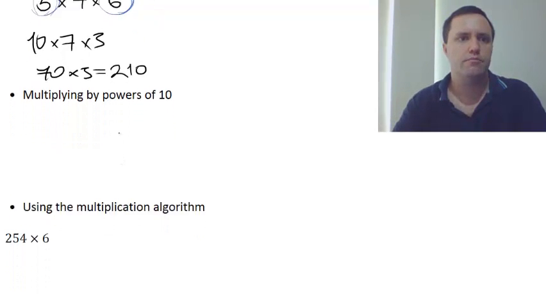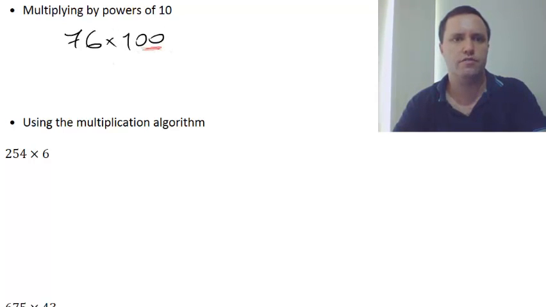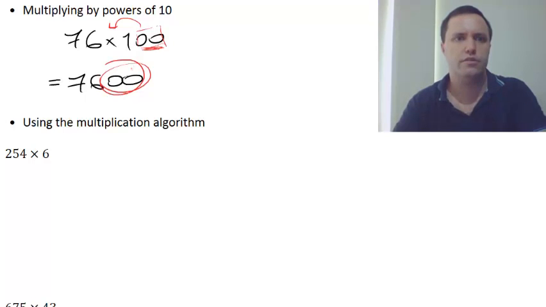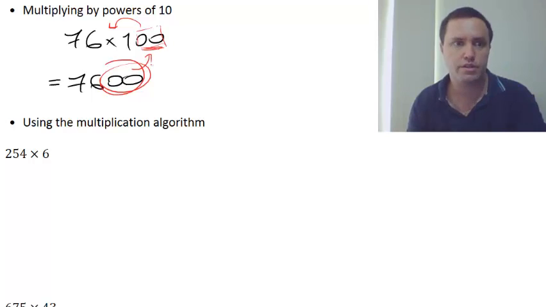Okay, so multiplying by powers of 10 is quite an easy one for you to get a hold of. So maybe 76 times 100. So 100 is a multiple of 10. What we do is we look at how many zeros there are here. This is the quick and easy way to do it. And we just chuck those on the end. So if there's no decimals to worry about, it's a very easy thing to do. So just chuck those zeros on the end. 76 times 100 is 7600. 2 zeros here because there's 2 zeros there. Okay, so that's how multiplying by powers of 10 works.